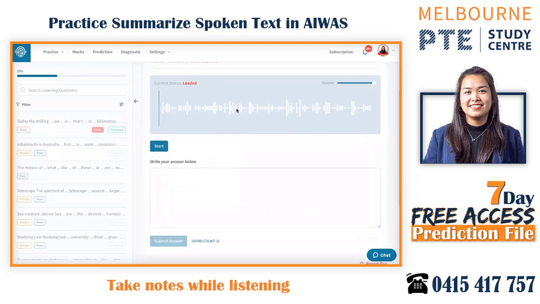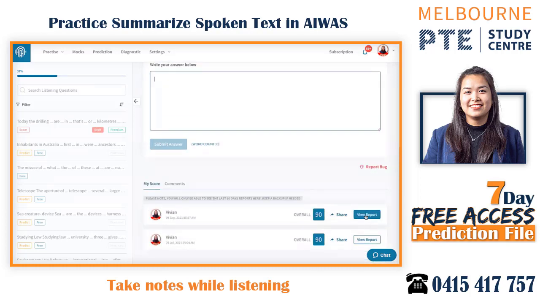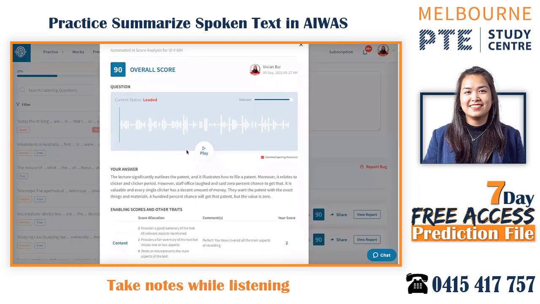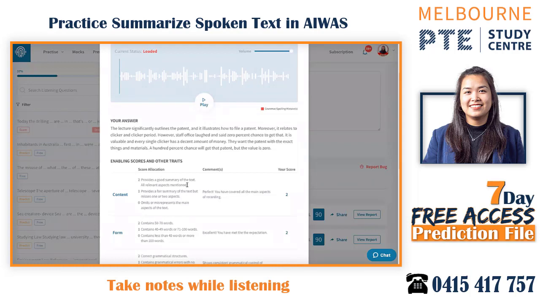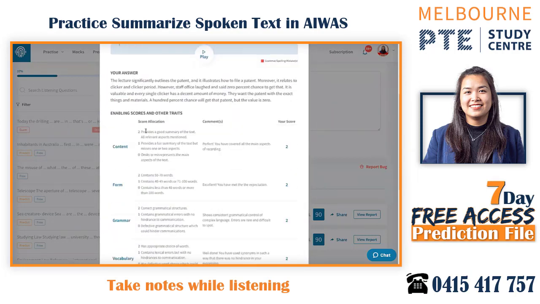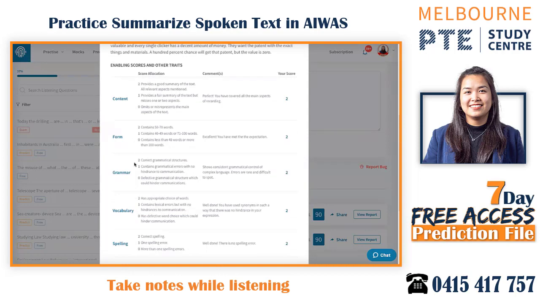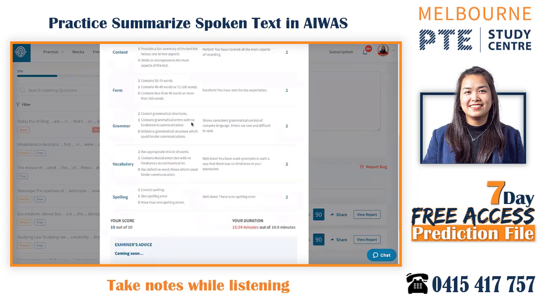You need to listen to the audio, and when you are listening, you need to take notes. After that, you need to write a summary in the answer box. At the end, you can see the report, which shows how the computer marks your summary. Did you do well? Did you make any mistakes? You can see content, form, grammar, vocabulary, spelling, and how many marks you get from this question.